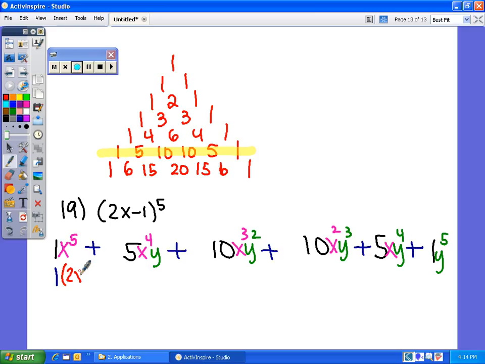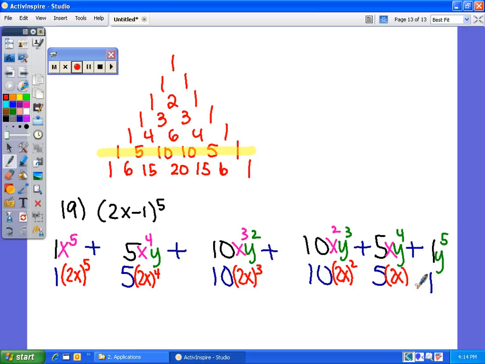2x. So instead of x to the fifth, now I have 2x to the fifth. Now I have 2x to the fourth. Now I have 2x to the third. 2x squared. 2x. And I don't need 1 at the end. Now instead of having the letter y, I'm going to replace that with -1.